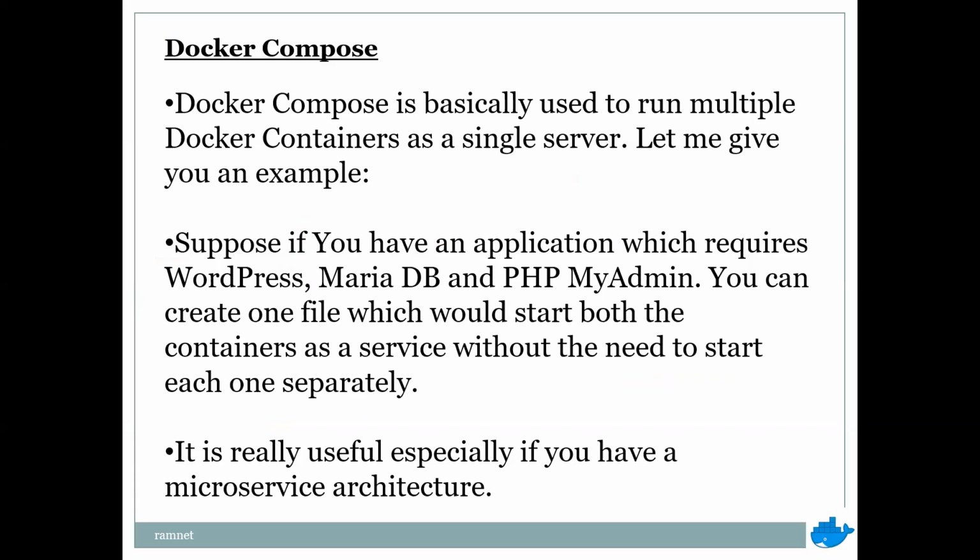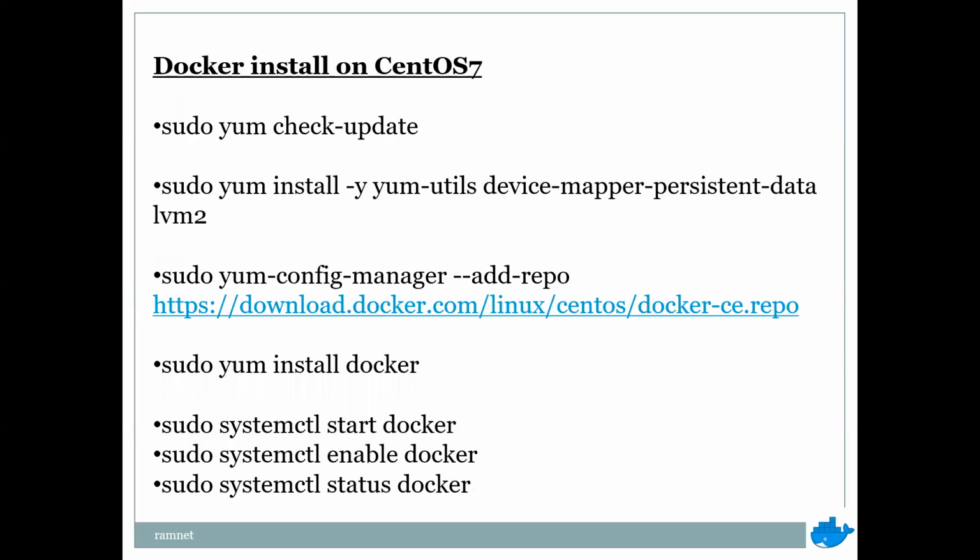Next, installing in CentOS. So we'll check for updates. Whether any updates are required for the server, we can see that. Then we'll have to install yum-utils, device-mapper-persistent-data, and lvm2. These are required libraries. Then we'll add the repository, the repository from Docker CE. Something like that, it comes in.